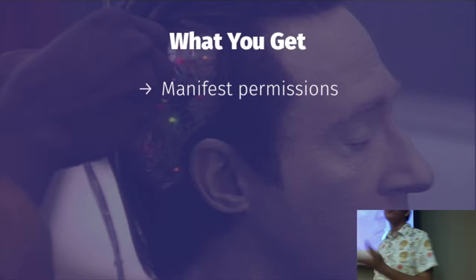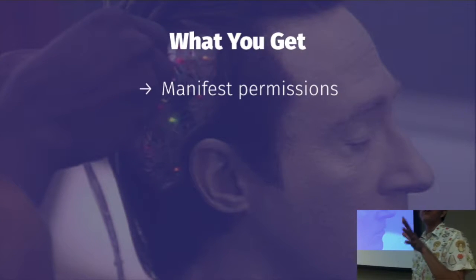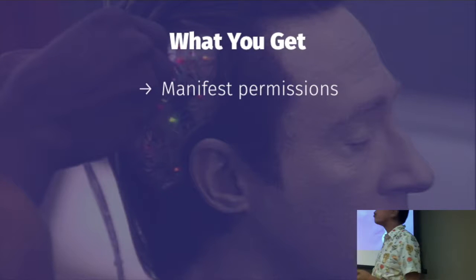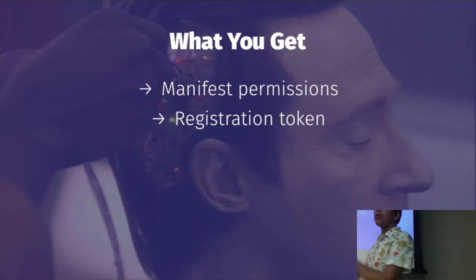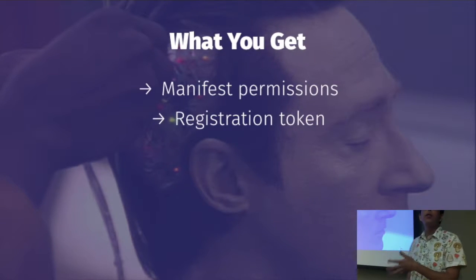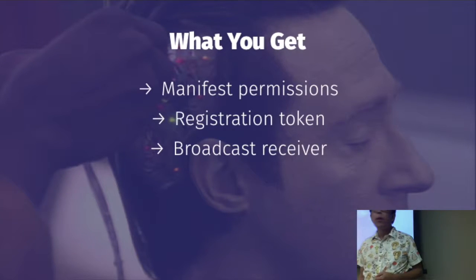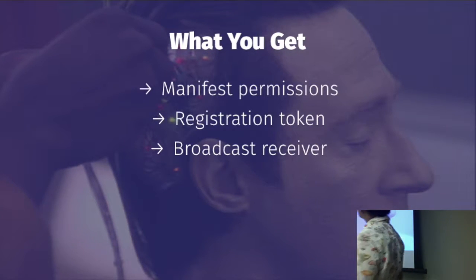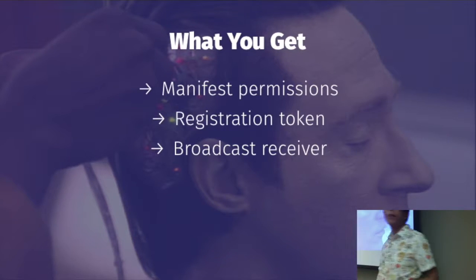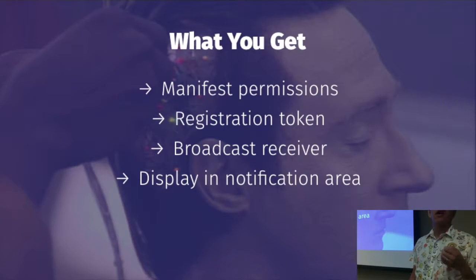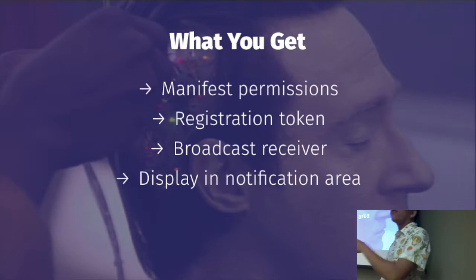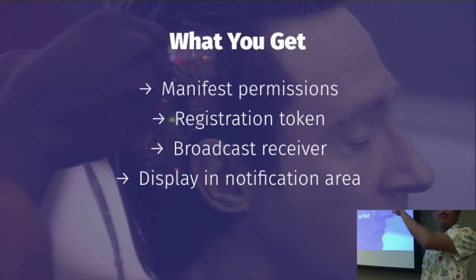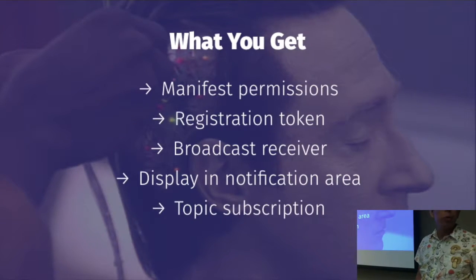Manifest permissions. So if you've used GCM before, you know you have to make sure you have the right signature permissions so that other apps can't send you notifications. You get the handling of that registration token, so your server can send directly to your device if you want. You know that gets rotated every so often, so it handles all the retry for you. You get your broadcast receiver registered, which is what actually receives the message from the FCM servers. You get automatic display of notifications when your app is in the background, so all that business of parsing the notification and then creating a notification up in the tray, that's done for you.